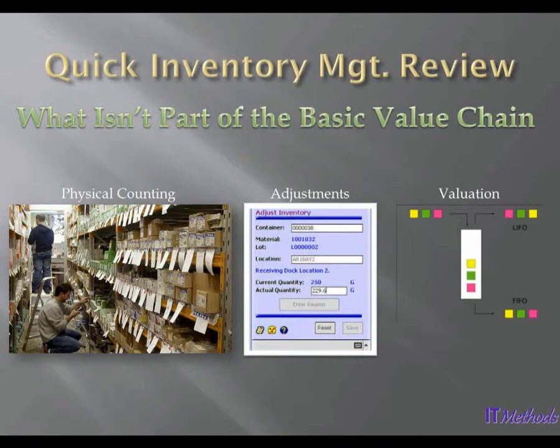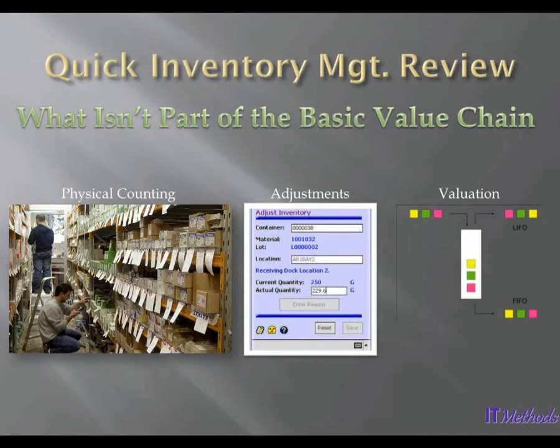And then, of course, there's adjustments. Adjustments often happen as a result of counting, but they can happen for a variety of other reasons. A product becomes damaged or just lost. And then finally, inventory valuation. This is something that the bean counters are very cognizant of.